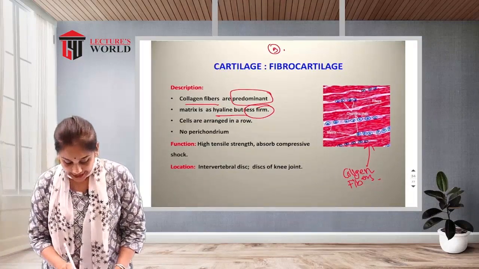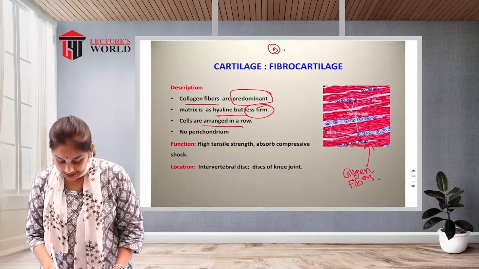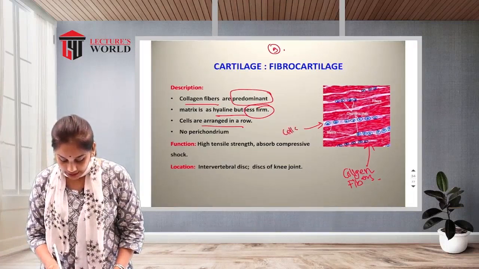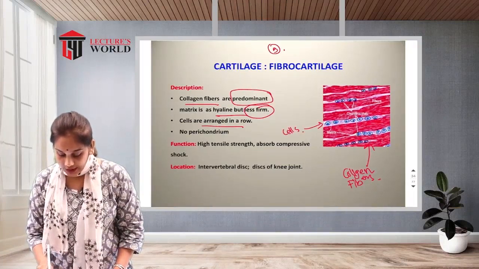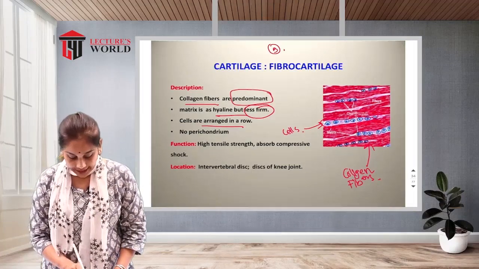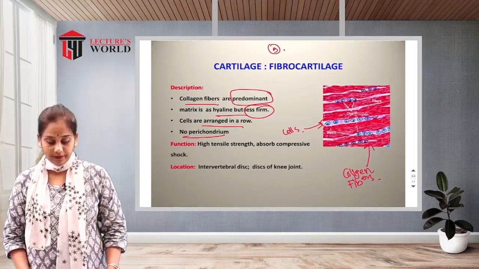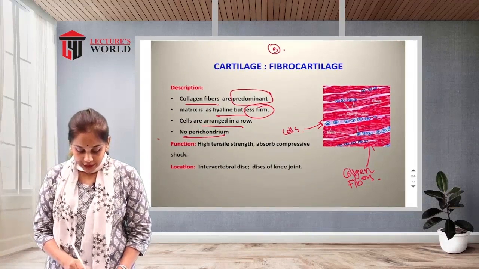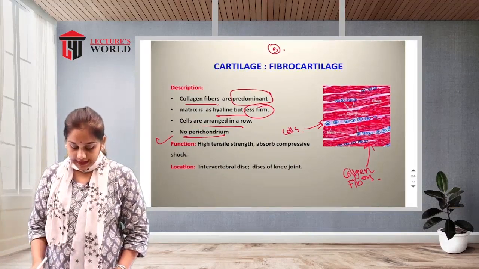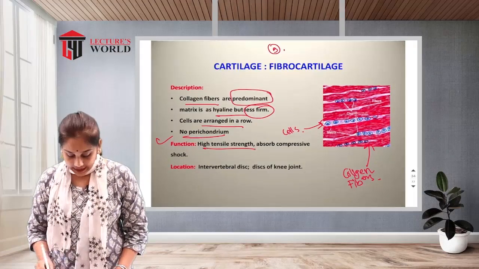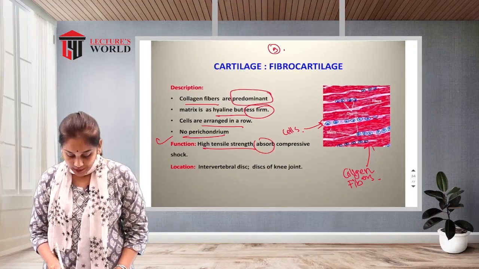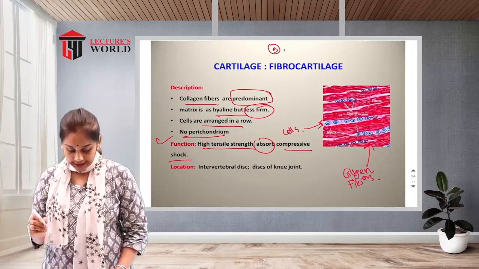Cells are arranged in rows. See, these are the cells, arranged like a row. Then there is no perichondrium. What is the basic function of the fibrocartilage? It has high tensile strength and absorbs compressive shock or injury.